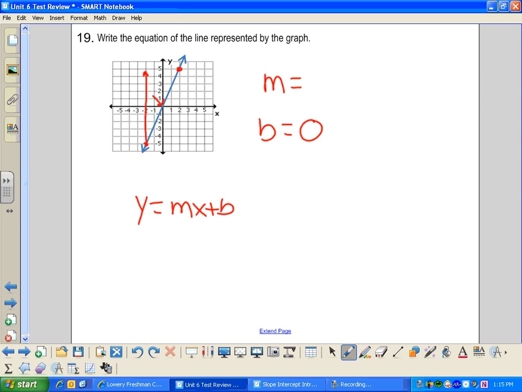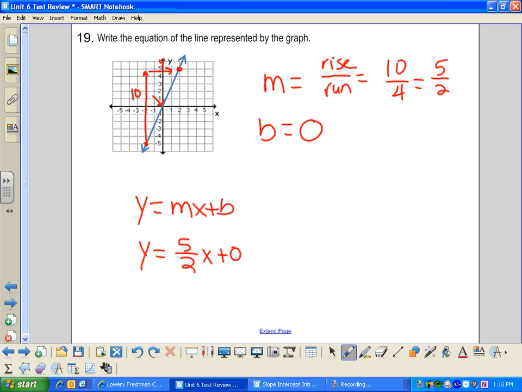So my rise is going to be 10, and my run is going to be 4. So my rise over run is 10 over 4, which when I simplify gives me 5 over 2. So my slope is 5 halves. My y-intercept is 0. y equals 5 halves x plus 0, which is y equals 5 halves x.